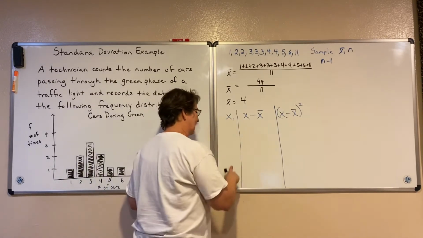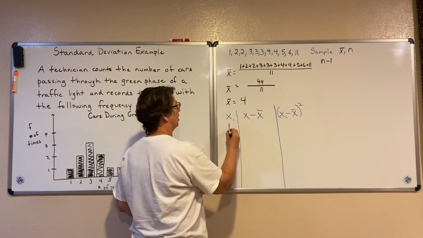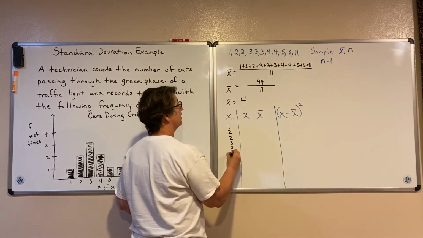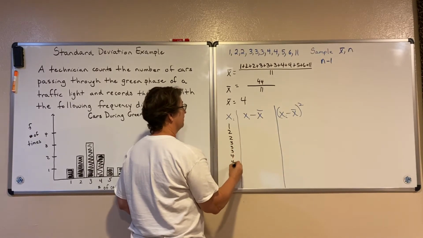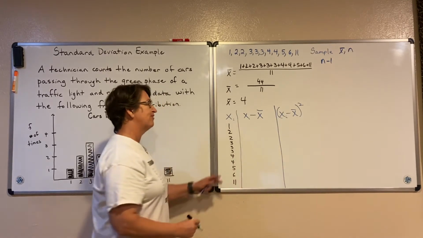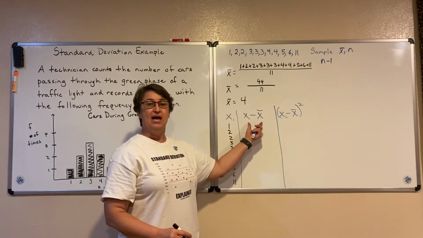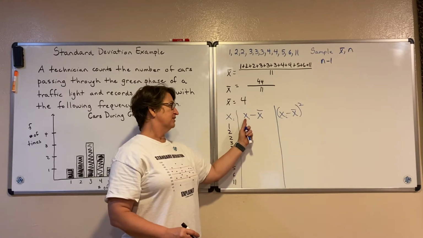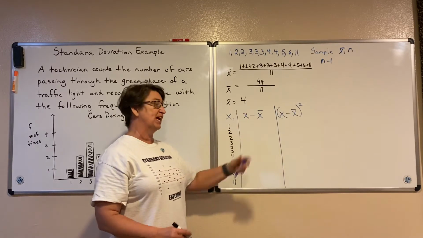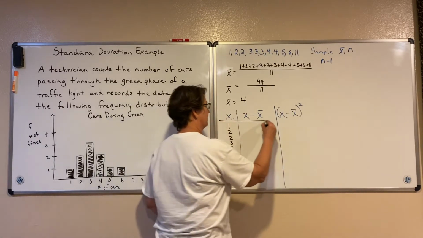So first, my data values here: 1, 2, 2, 3, 3, 3, 4, 4, 5, 6, 11. Now I'm going to find the deviations. How far away is the data value from the mean? We call those the deviations. So let's find those deviations.